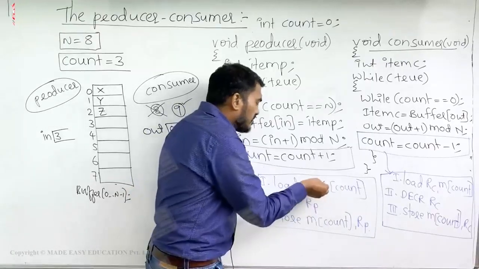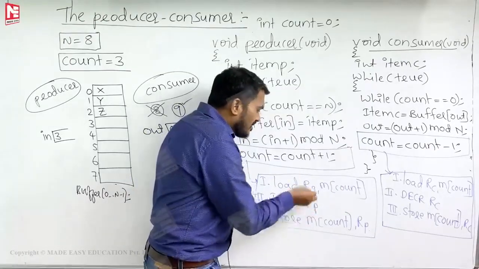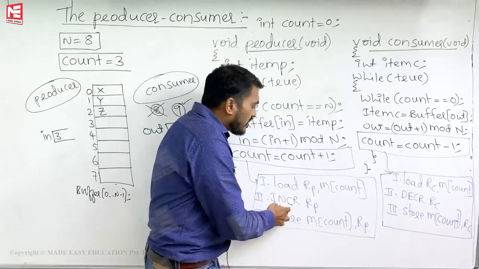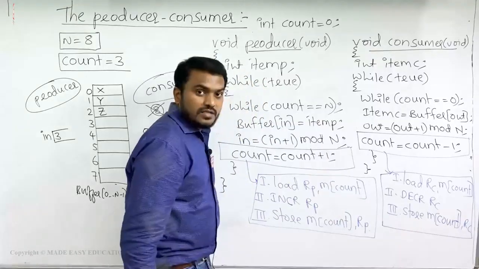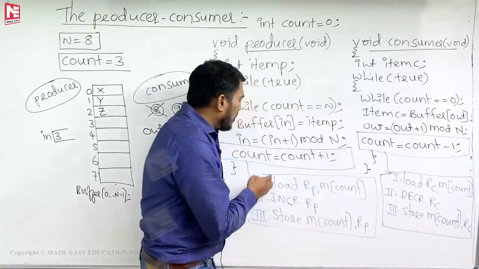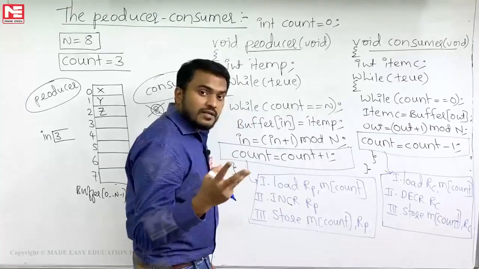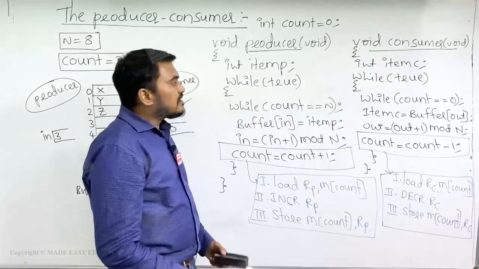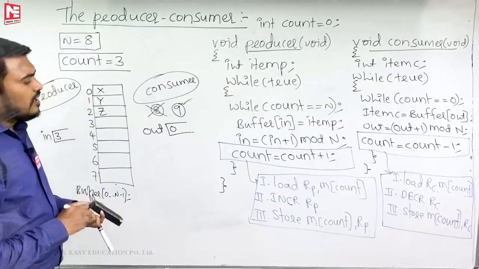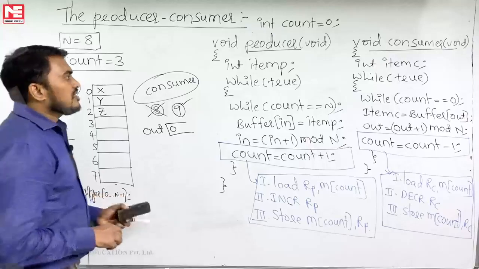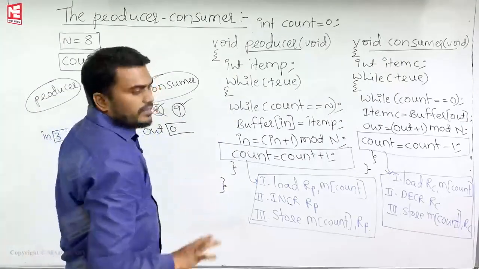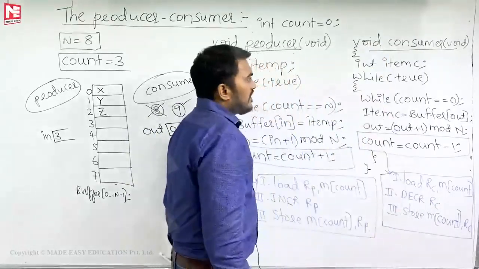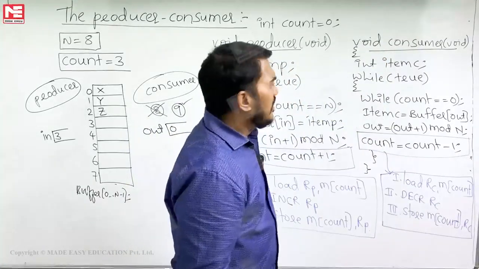So we are loading the count value into the register, incrementing the register value, and then storing the register value back into count. So count equal to count plus 1 will execute in these 3 different instructions: loading, incrementing, and then storing. Is that clear? So this is how count equal to count plus 1 will execute. This is the code of the producer process, and next, this is the code of the consumer process. I will explain this also. Just listen here, now you can understand easily.